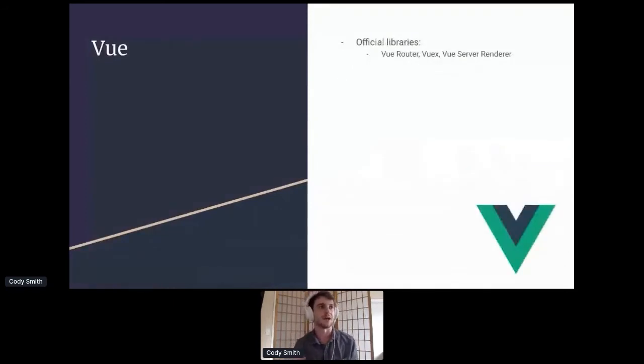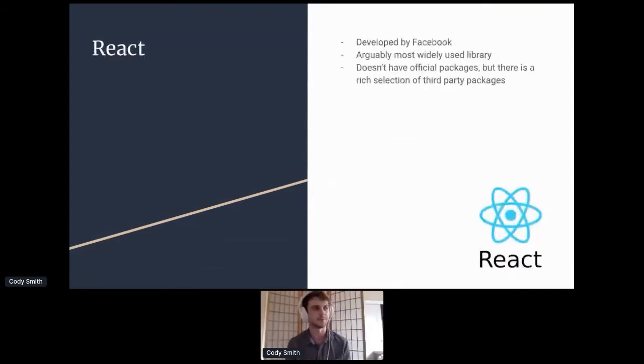Some official libraries that Vue has are Router, just like React Router. Vue has Vuex, which is a lot like Redux for React, and Vue Server Renderer, which I did not have a chance to use. But Vuex felt a lot like Redux in terms of flow and structure. Some quick basic background about React, if you don't already know. It was developed by Facebook, arguably the most widely used JavaScript library out there. And as I mentioned earlier, there's not really official packages, but there's a lot of third-party packages out there.